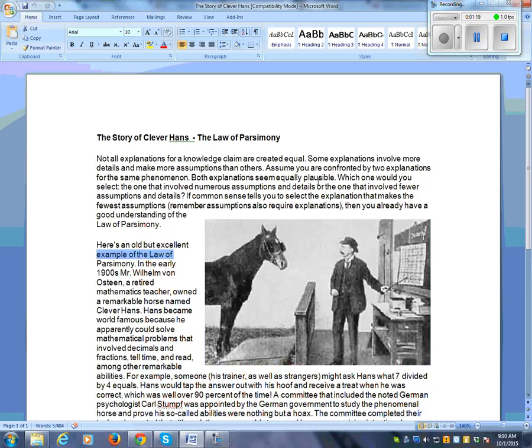If common sense tells you to select the explanation that makes the fewest assumptions, remember assumptions also require explanations, then you already have a good understanding of the law of parsimony. Lane can check it off. He understands the law of parsimony.